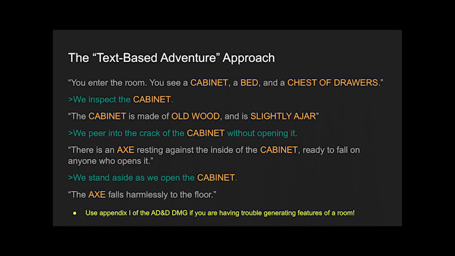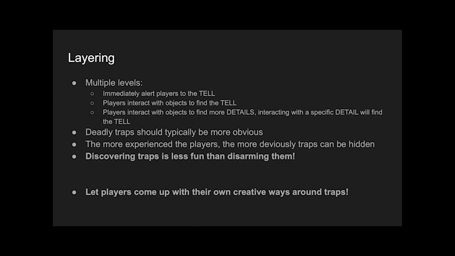I approach hiding and revealing traps by taking inspiration from the old text-based computer adventure games like Zork, where I'll describe very simply the notable features of a room, which Appendix I in the AD&D DMG is invaluable for. If players more carefully inspect and interact with these features, I will give them more clues. For a particularly devious trap, I might obfuscate it under multiple layers.